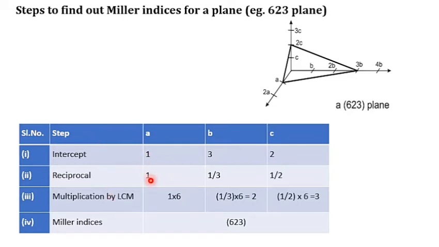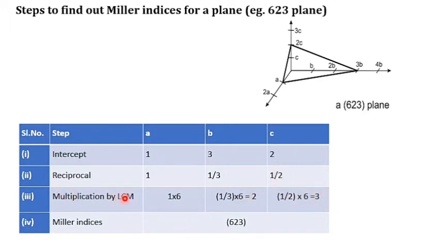1 by 1 is 1. 1 by 3 is 1 by 3. Then 1 by 2. So these are the reciprocals. After reciprocal, find out the LCM. For these 3 numbers, what will be the LCM? 6 is the LCM. So 1 into 6. 1 by 3 into 6, that is equal to 2. 1 by 2 into 6, that is equal to 3.